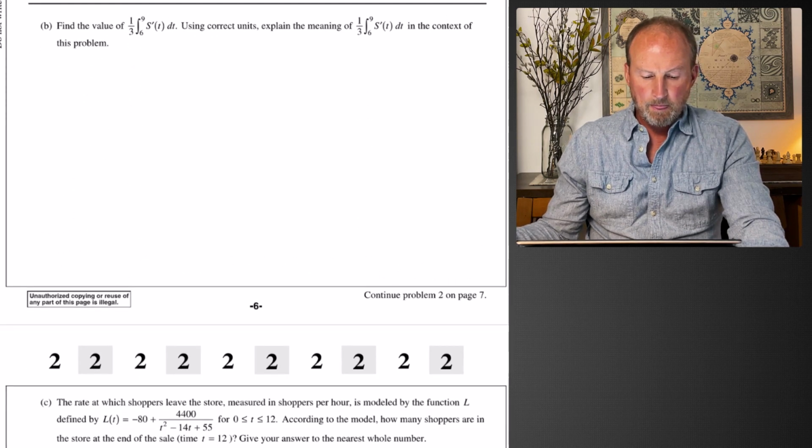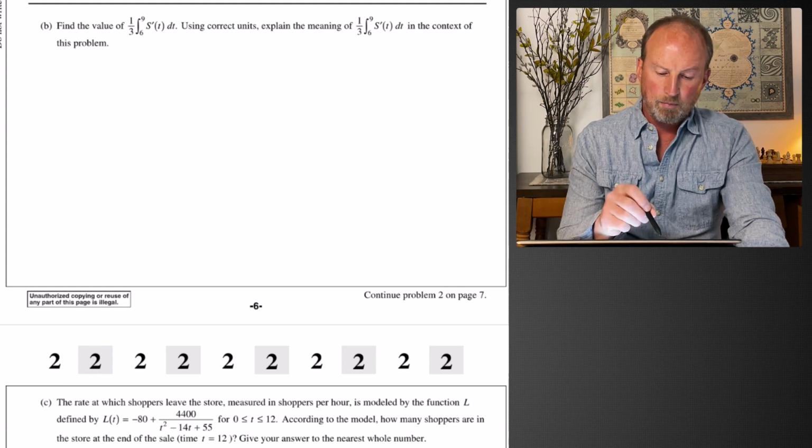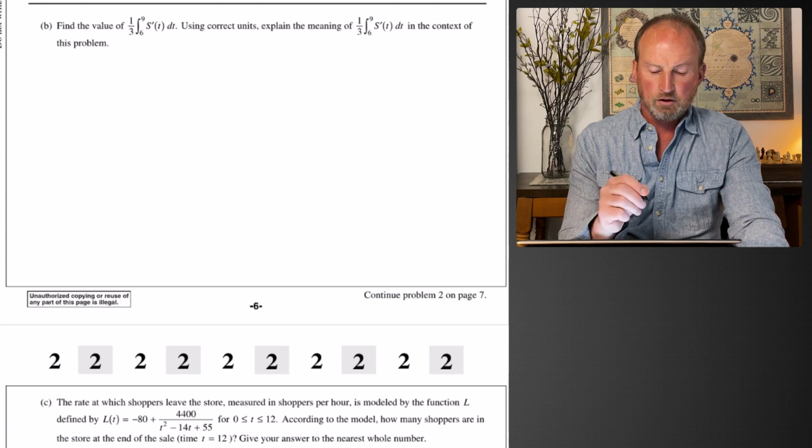Question B. Find the value of 1/3, etc. Use correct units to explain the meaning of that. Looks a lot like average value: 1 over b minus a, integral from a to b of s prime. Remember, average value is the average value of whatever function you're integrating. So it's the average value of this s prime.